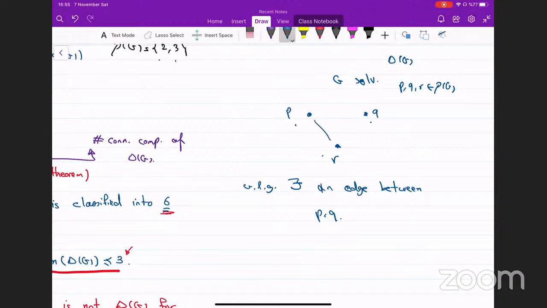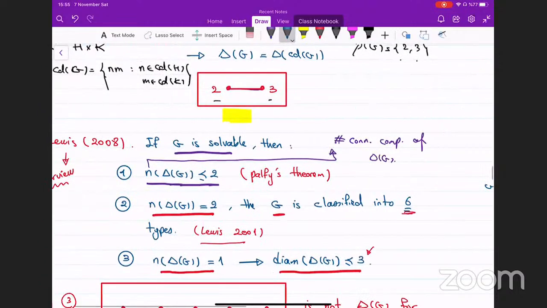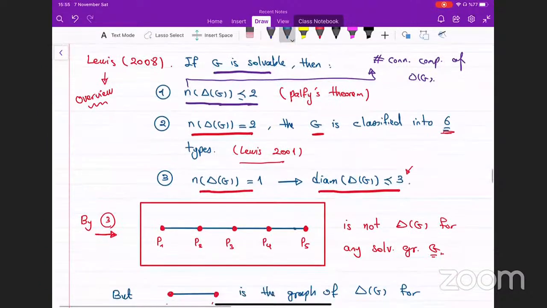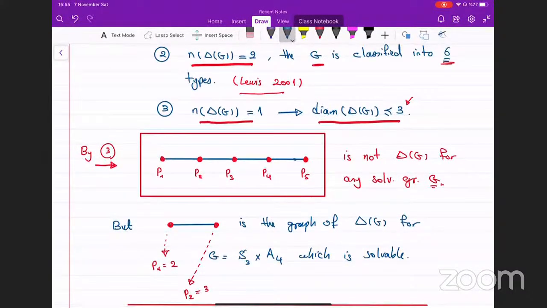This is actually the Pálfy Theorem, and this tells me that we have at most two connected components. As I told you, sometimes it is called the 3' conditions. Now, look at this one. By these 3' conditions, we can see that if I'm given such a graph, and I want to see whether there exists a solvable group whose delta G is this graph, I can say no, there is no.